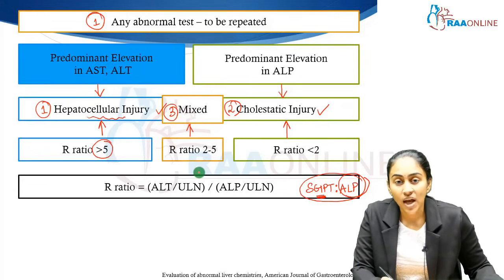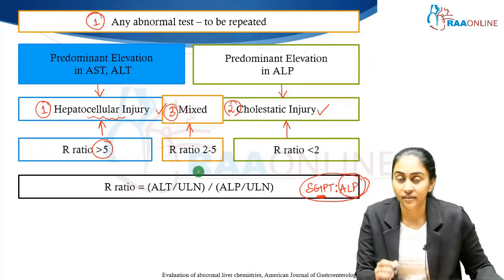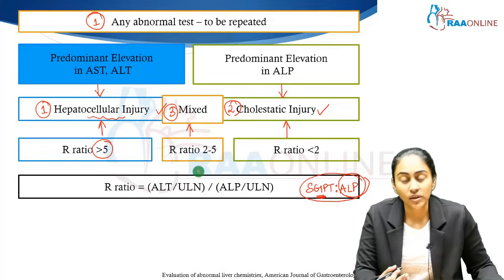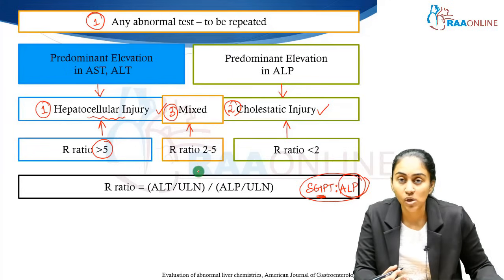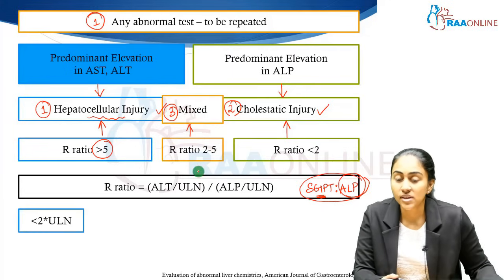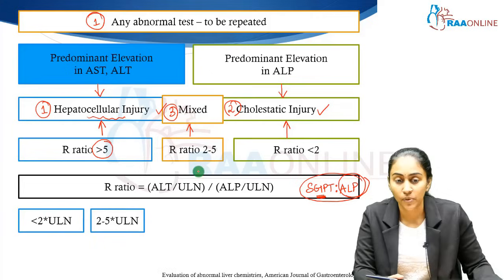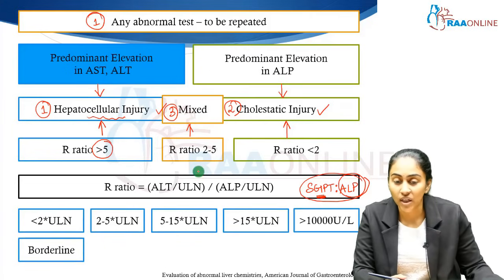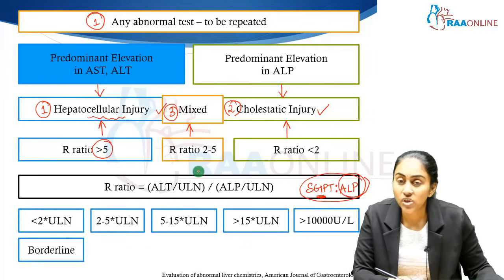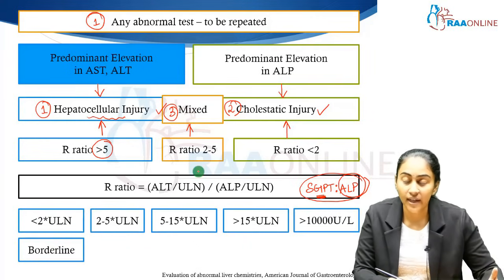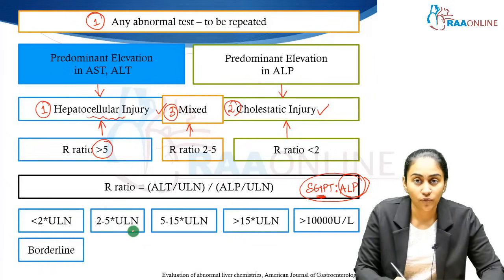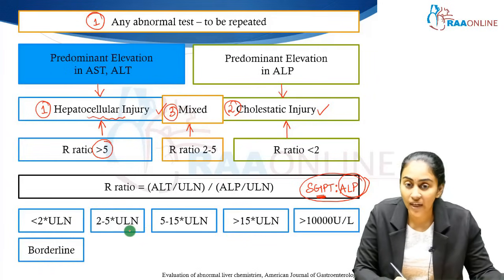Now, if the patient has a predominant elevation in the transaminases, even by looking at the degree of elevation, we can classify the level of hepatocellular injury. For instance, if the elevation in transaminases is less than 2 times the upper limit of normal, then we would call it a borderline elevation or borderline transaminases. When the patient has ALT and AST which is about 2 to 5 times the upper limit of normal, then we refer to it as a mild transaminitis.